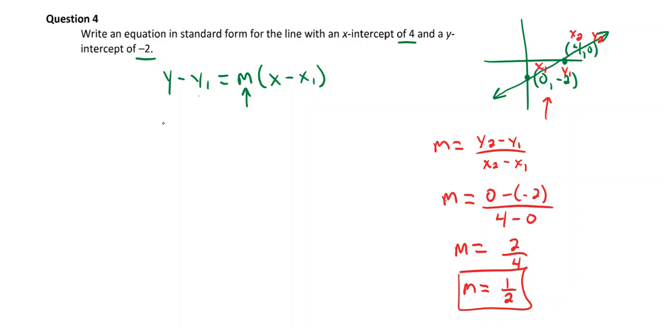So it's going to be y minus, I'm not sure yet. My y1, what am I going to use for my y1? Yeah, I can actually use either point. It doesn't matter what point. Any point on this line will work. So we have 2 to choose from. It doesn't matter which one. So yeah, we'll use the negative 2. So it'll be y minus negative 2.